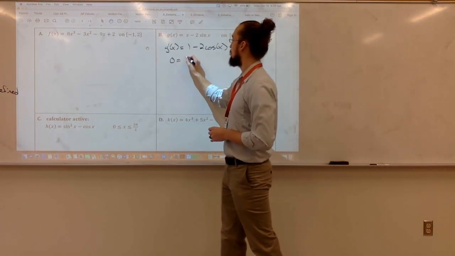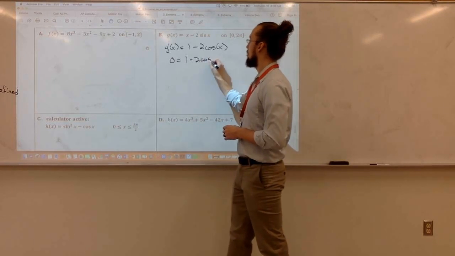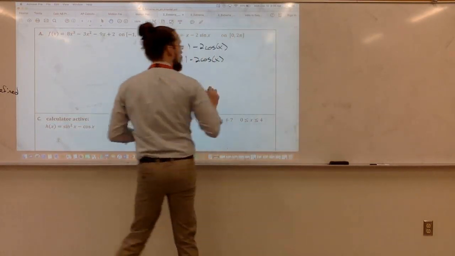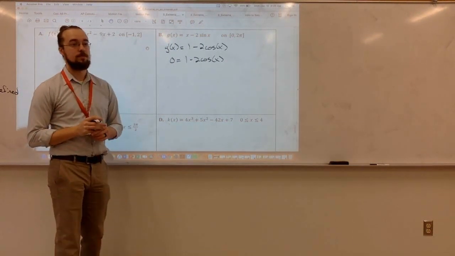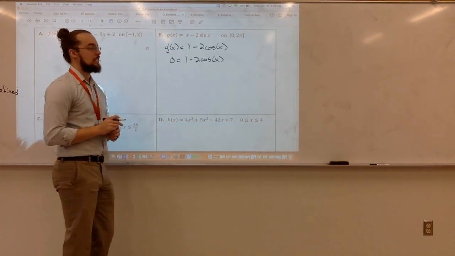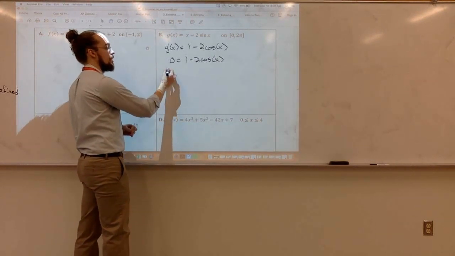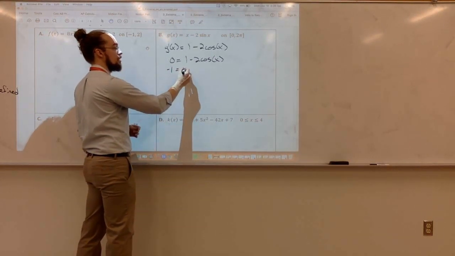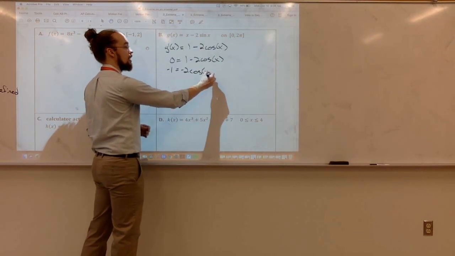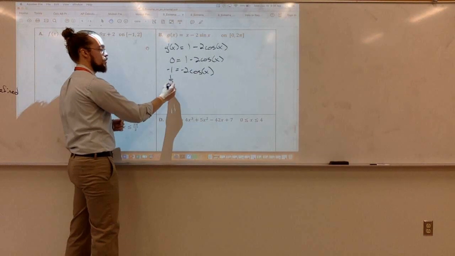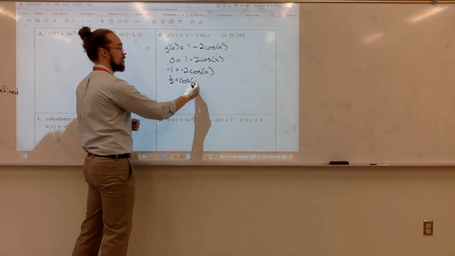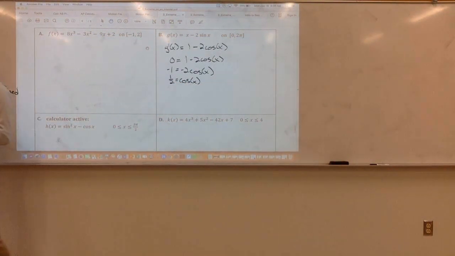So if I set this equal to 0 now, what's negative 1/2? Almost. If I subtract the 1 over, it'll be positive 1/2. So I'll divide by negative 2, and I'll get cosine is equal to 1/2. So where does that happen?